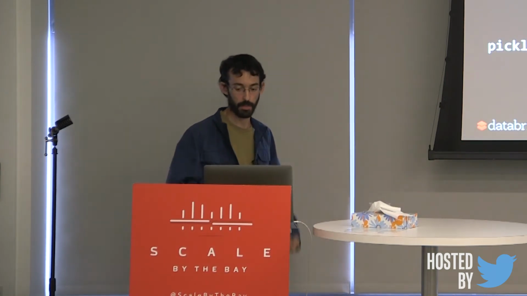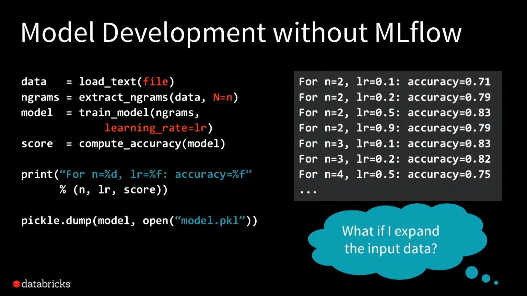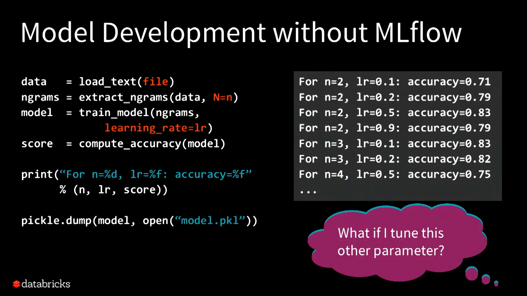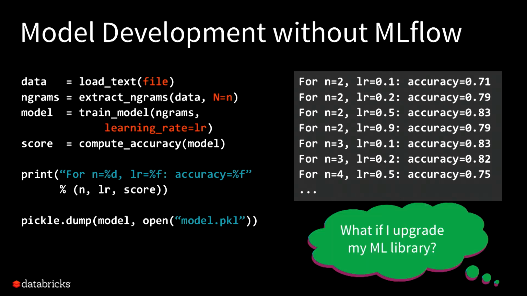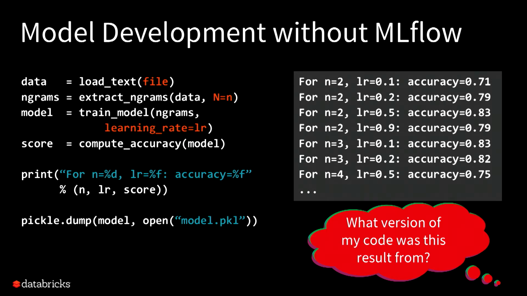So for example, if I expand my input data, how do I then compare the new results to the old results? Or if I want to tune some other parameter, the same question arises. Or if I upgrade the library and I want to see how that changes things, or if I just want to change other parts of the code and want to compare two entirely different sets of code. Now this n and LR and accuracy may not be sufficient to do that.